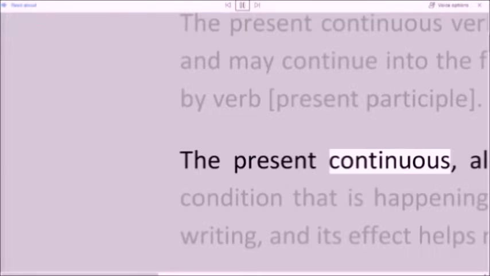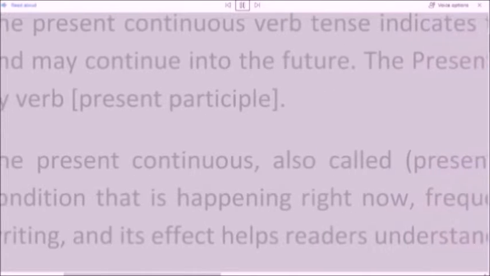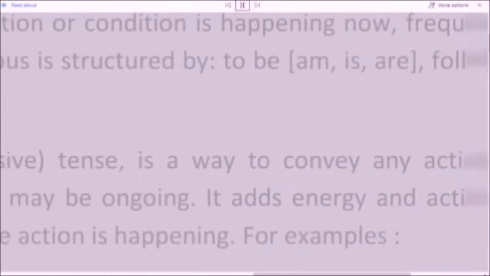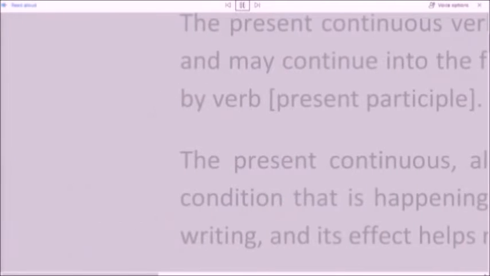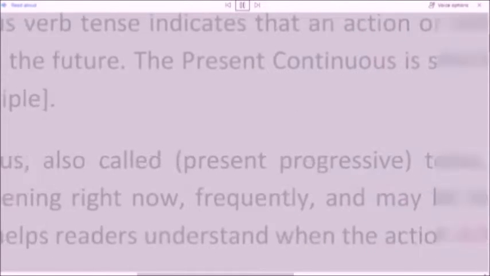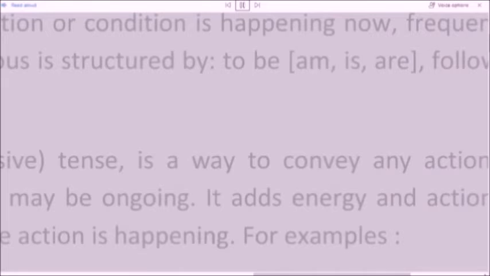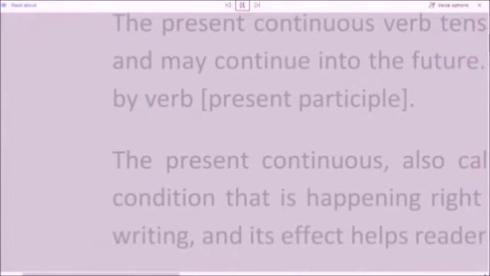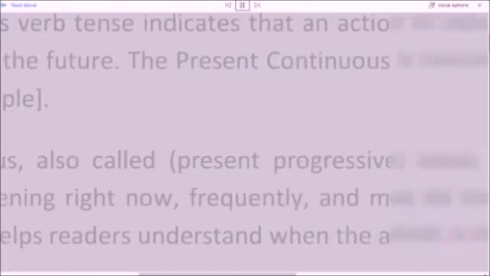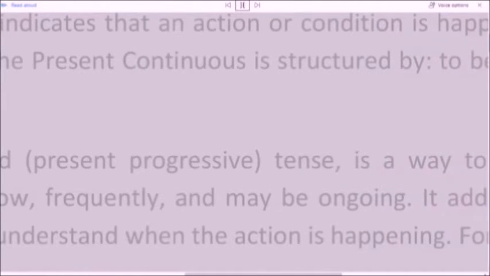The present continuous, also called present progressive tense, is a way to convey any action or condition that is happening right now, frequently, and may be ongoing. It adds energy and action to writing, and its effect helps readers understand when the action is happening. For examples.